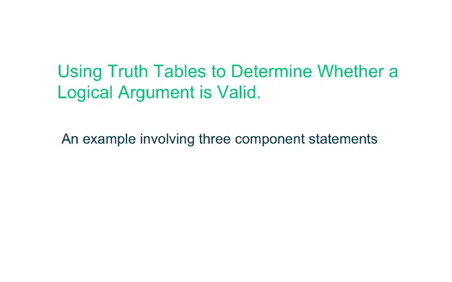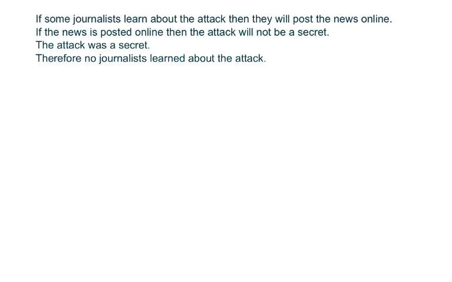In this video, we are going to use truth tables to determine whether a logical argument is valid. The example I want to show you is fairly involved. It's going to involve three component statements. Here's the argument I want to look at.